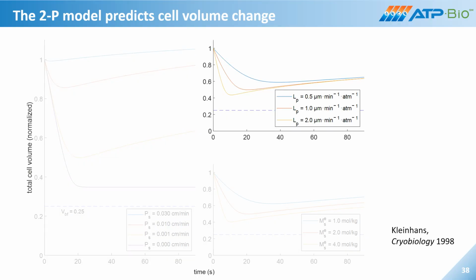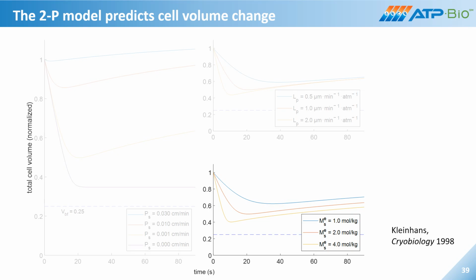Let's play with a couple of other parameters. Holding solute permeability constant, but varying the hydraulic conductivity, we see that the initial water loss is affected, but the final volume of the cell does not change much. On the other hand, varying the external permeating solute osmolality does vary the final volume achieved.